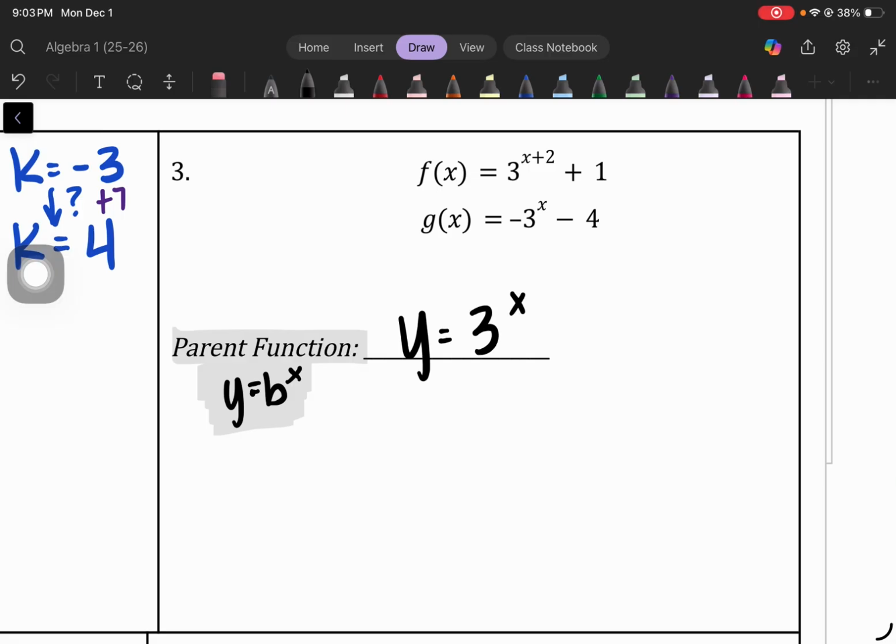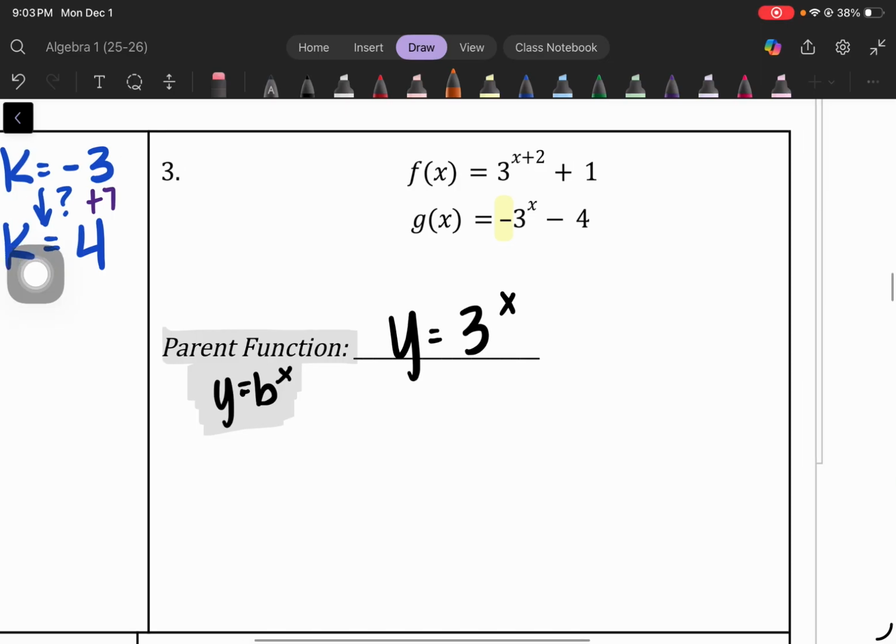Okay, now we always have to identify everything that changes from one to the other. One big thing that I notice is that on g of x, it went from a positive 3 to a negative 3. Because we have that negative a in g of x, we know that this graph was reflected. It flipped over the x-axis.